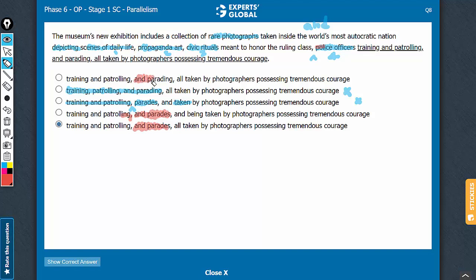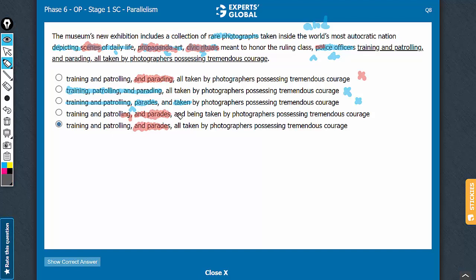And parading. Parading would not be a term in the list. Parading is an action here, whereas it is a list of all nouns. You see the list is of scenes of daily life, propaganda art, civic rituals. These are all nouns. And then parading is not a noun. Parades is a noun. So A can also go. It's between D and E now. See closely, a very, very interesting question, this one.